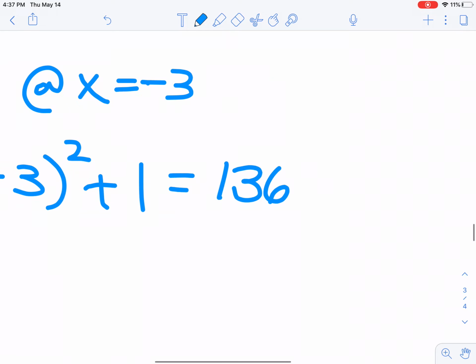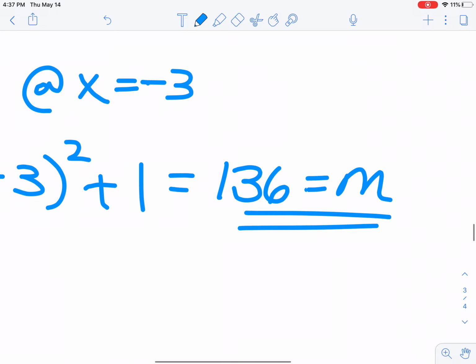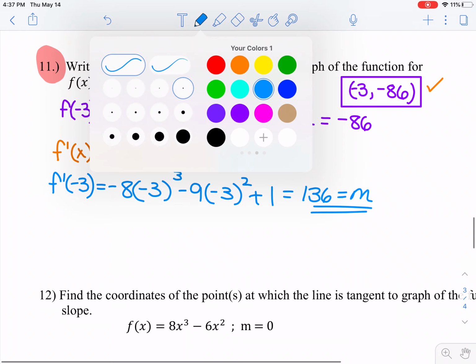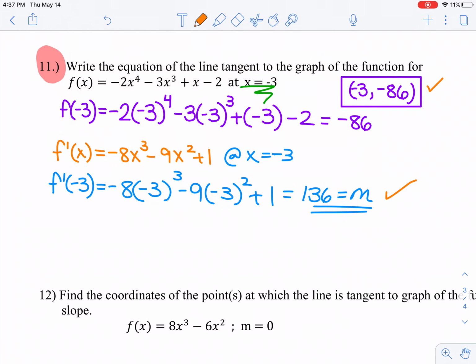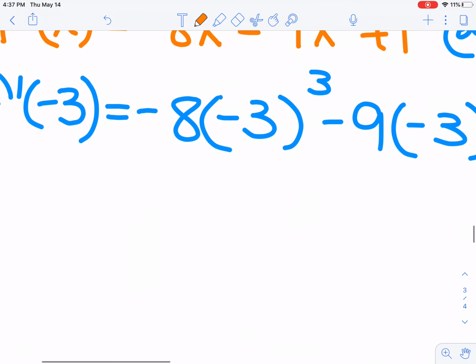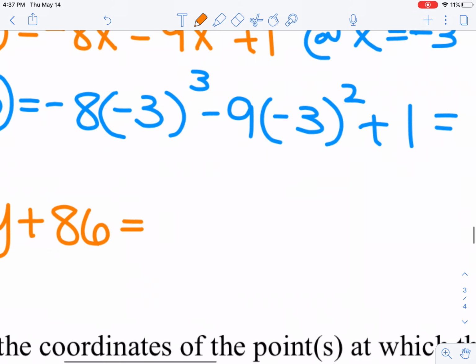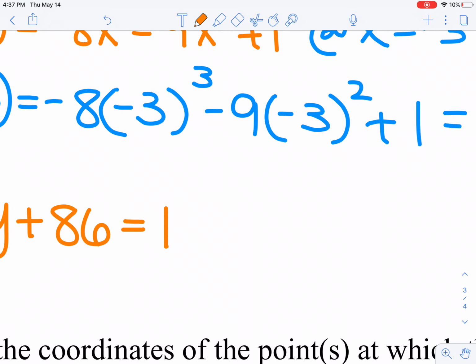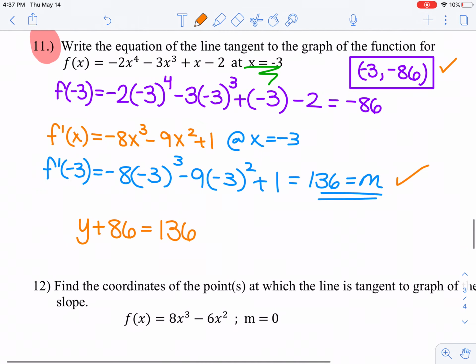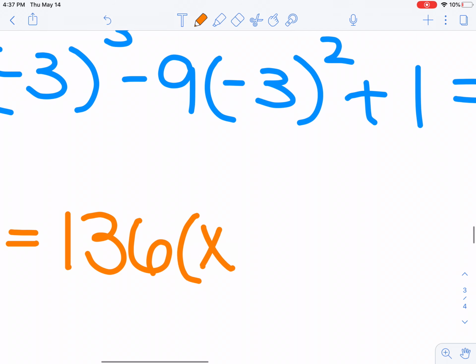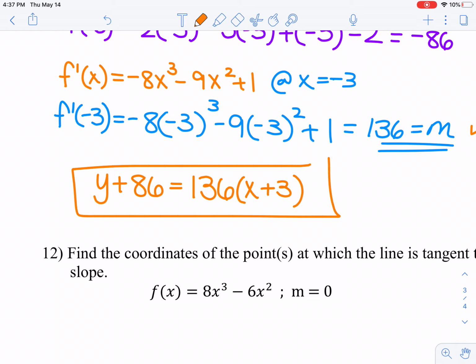That's my slope. So now all I have to do is write the equation of the line. I got a point, I got my slope. Point slope form goes like this. y plus, or minus the y value, minus a negative is plus, so y plus 86 equals my slope, and then x minus negative 3, which is plus 3. And you could just leave it like this.